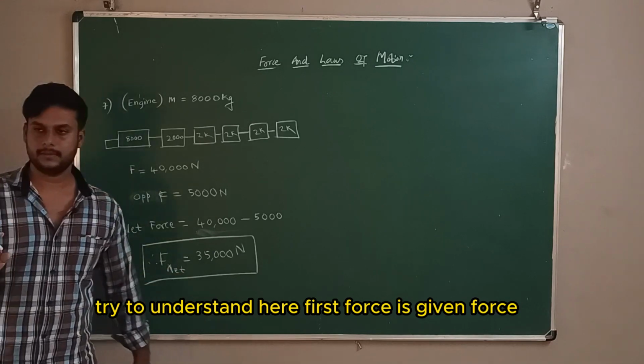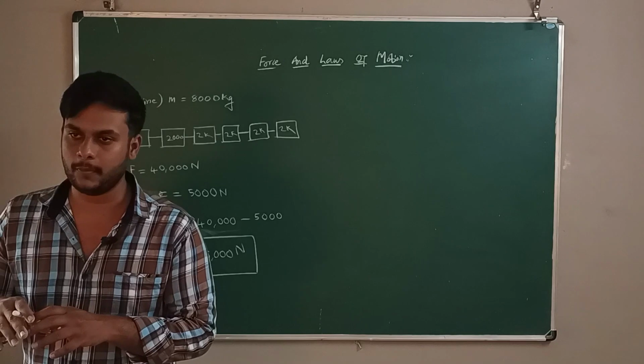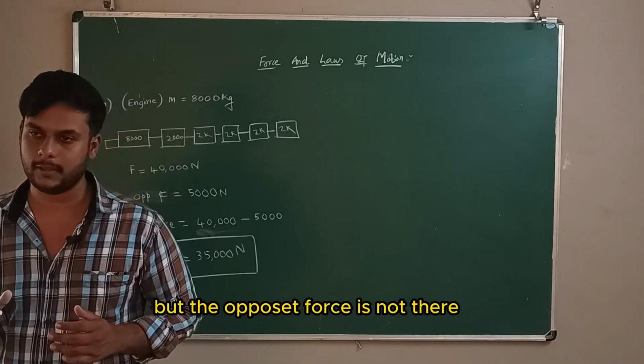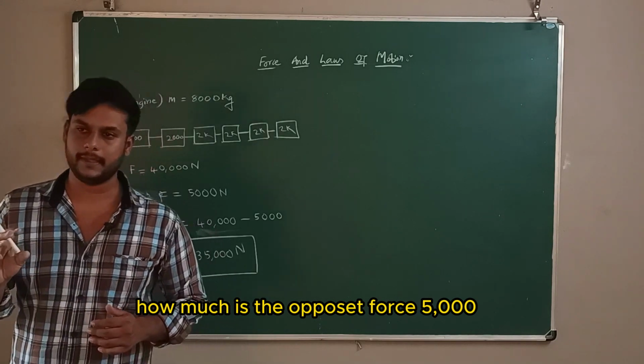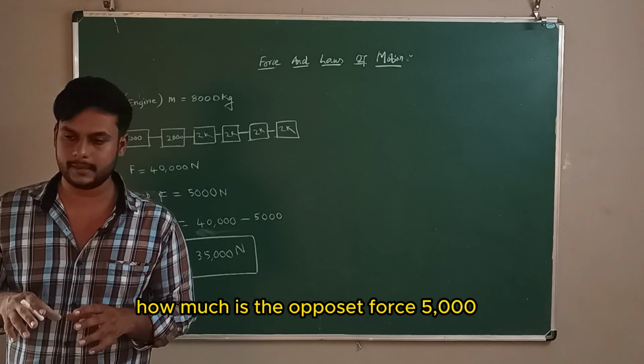Understood or no? What did I do? Try to understand here. First, force is given. The train is moving at 40,000. But the opposite force is there. How much is the opposite force? 5,000. So the net force that is acting on the train is how much?